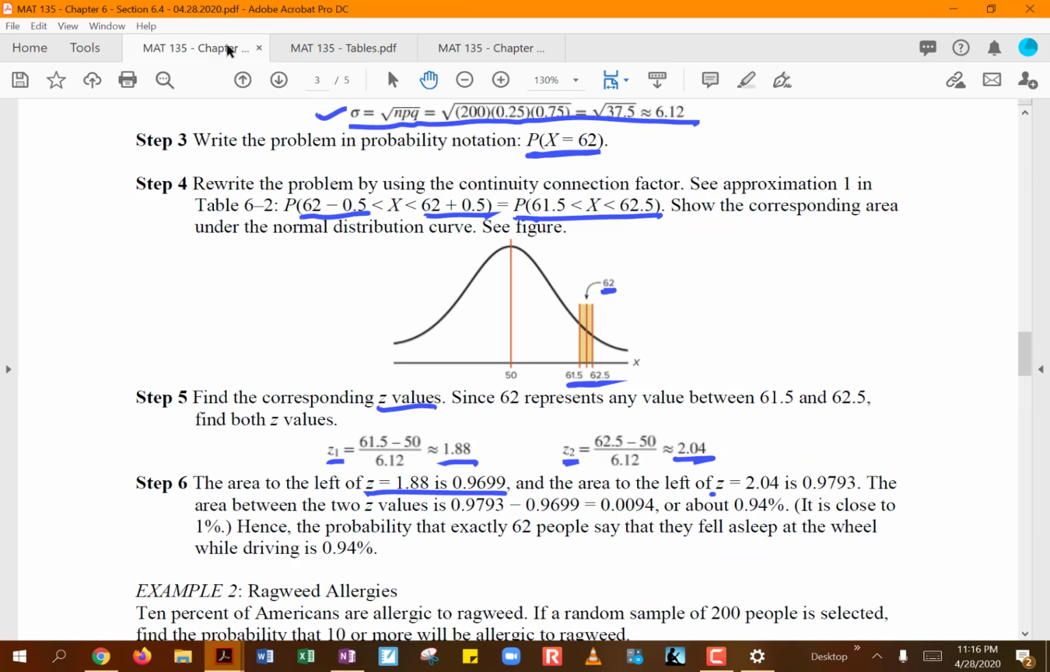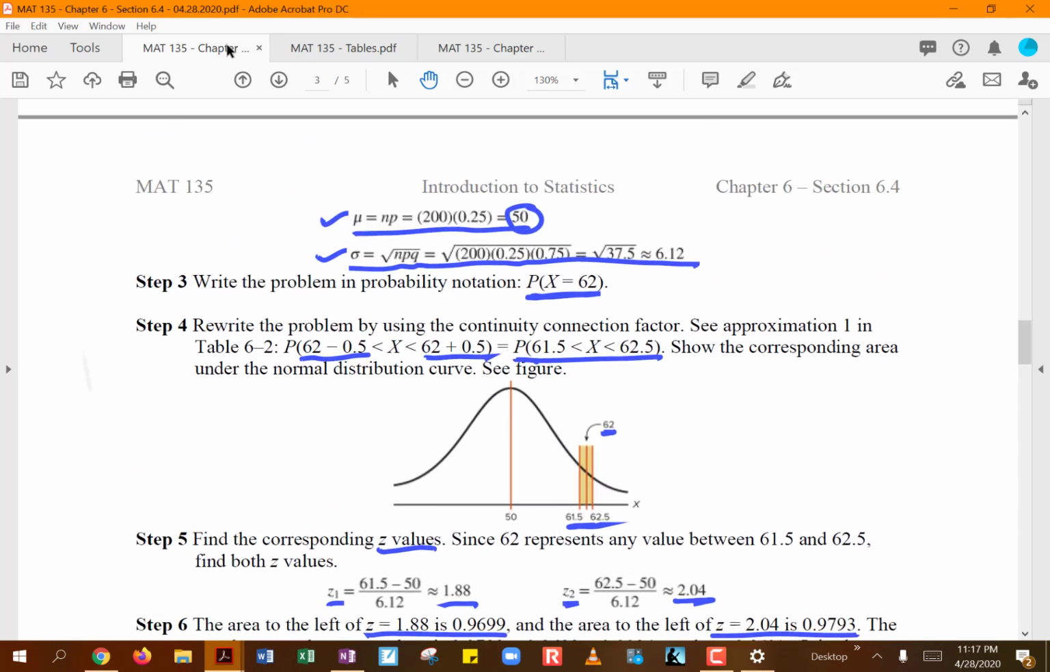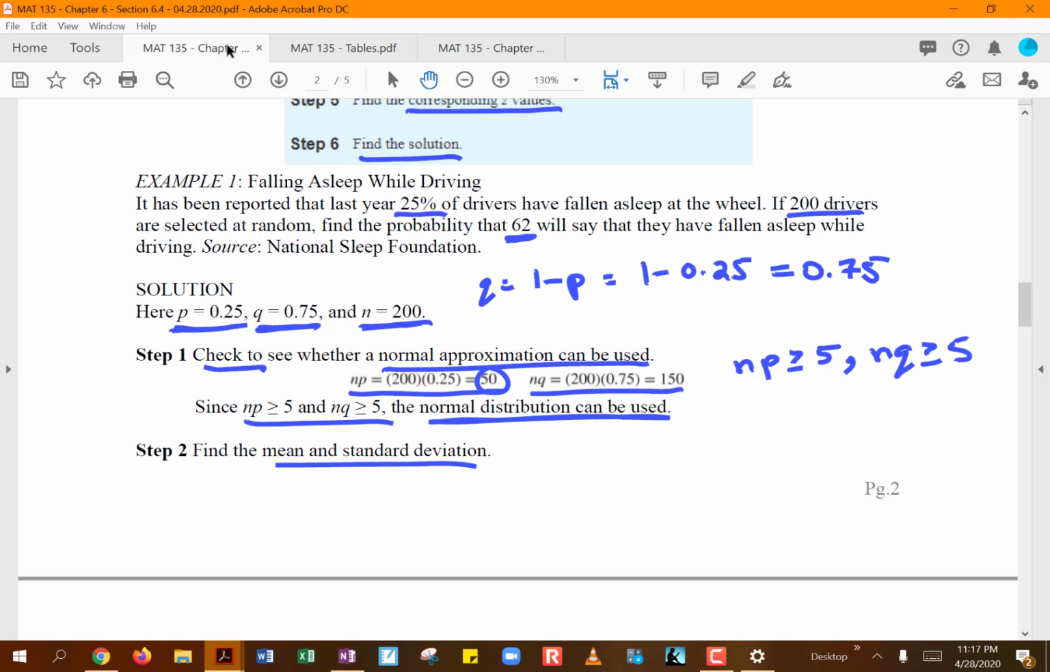And then since we are talking about in between these two values, of course you go ahead and subtract them, and we are looking at a probability of about 0.94. So close enough to 1%, but we'll keep it at 0.94. So we are saying basically that the probability that exactly 62 people will say that they have fallen asleep at the wheel while driving is basically less than 1%, 0.94%.